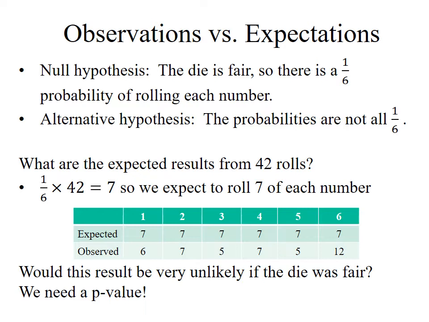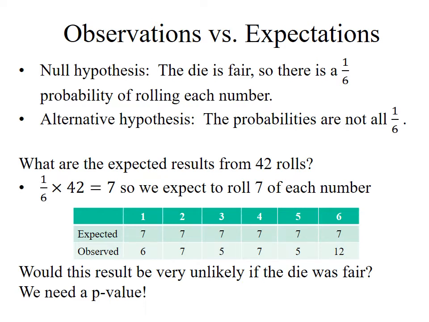So then suppose we do the experiment. Suppose I roll 6 1s, 7 2s, but only 5 3s, 7 4s, 5 5s, and suppose I roll 12 6s. Now that looks a little bit fishy to me. That's a little suspicious. Would I get a result like that? 12 6s, really? Would this result be very unlikely if the die was fair?